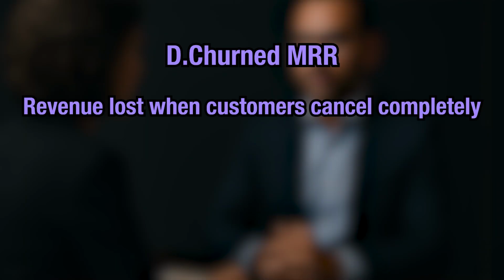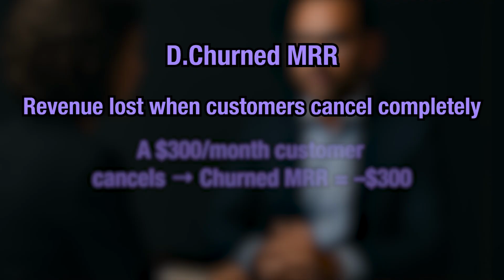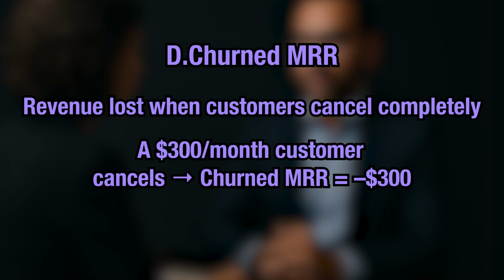Finally, we come to the churned MRR. This is the revenue lost when customers cancel your service completely. So, in this example, say a $300 monthly paying customer cancels, then your churned MRR is $300. This is the hardest hit to your recurring revenue and reduces both your current and the future potential income.